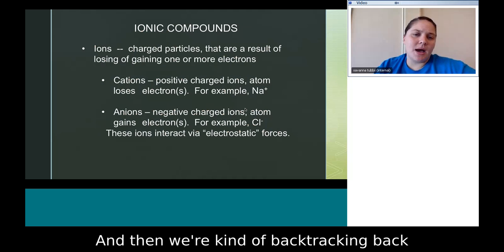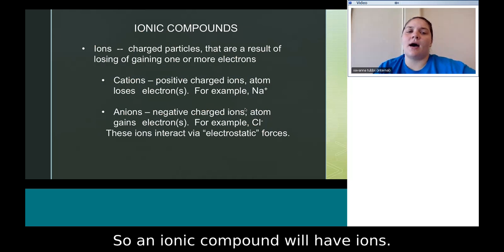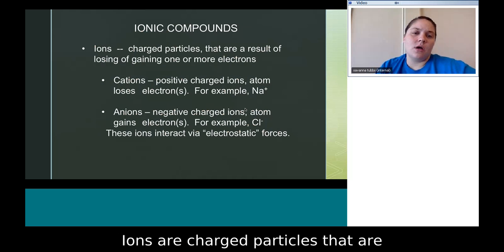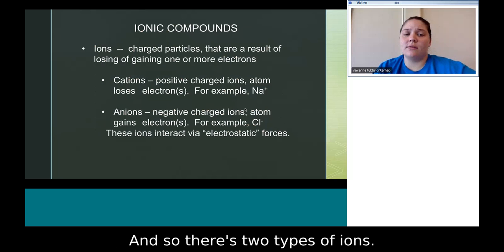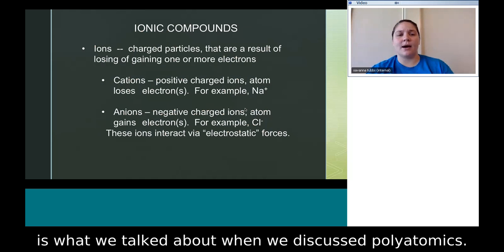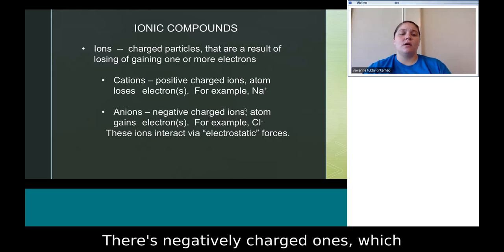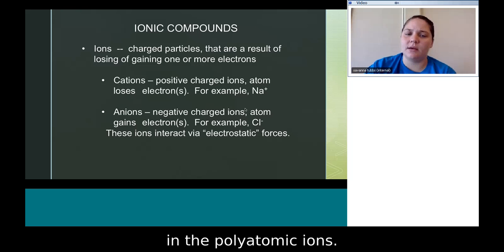And then we're kind of backtracking to ionic compounds. An ionic compound will have ions. Ions are charged particles that are a result of losing or gaining one or more electrons. There are two types of ions. There are positively charged ions, which is what we talked about when we discussed polyatomics, and there are negatively charged ones, which we also talked about, where we had more of them in the polyatomic ions.